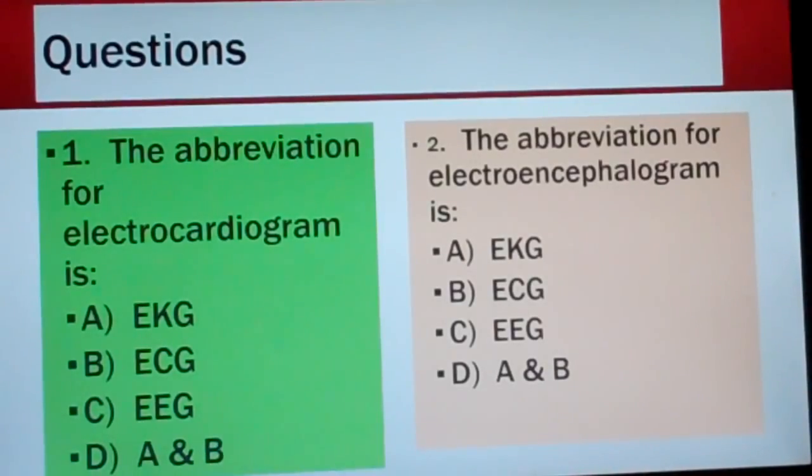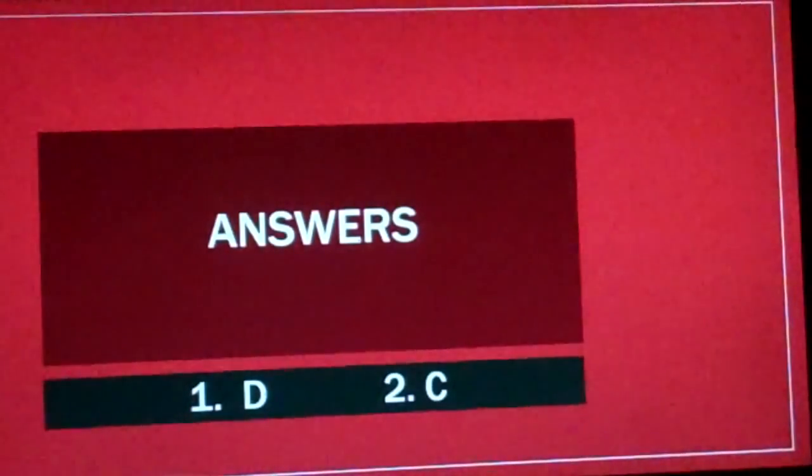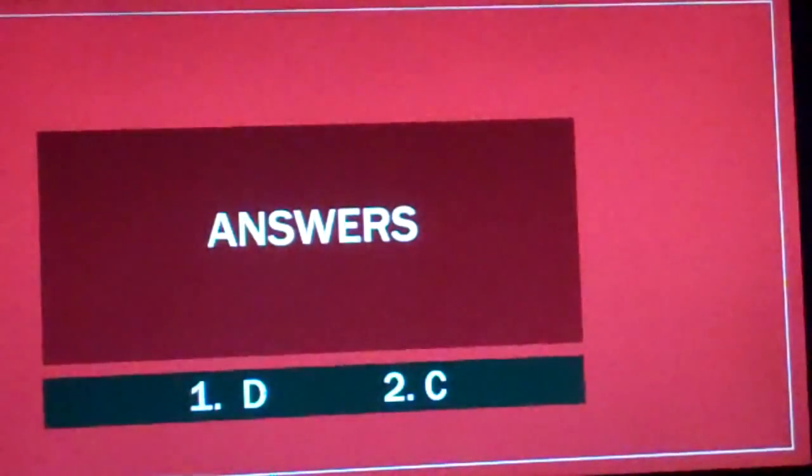Number 2, the abbreviation for electroencephalogram is A, EKG, B, ECG, C, EEG, D, A and B. Answers. Number 1 was D. Number 2 was C.